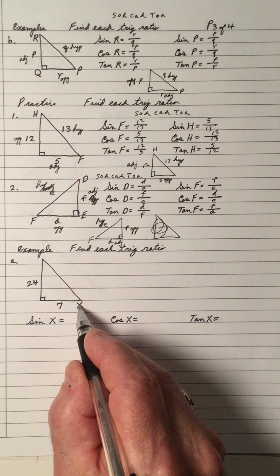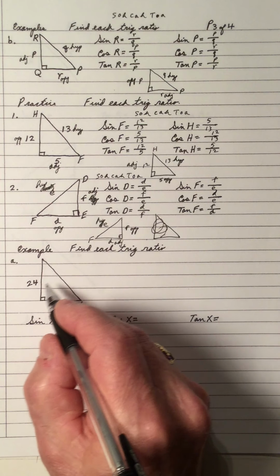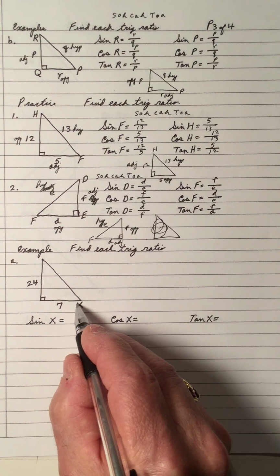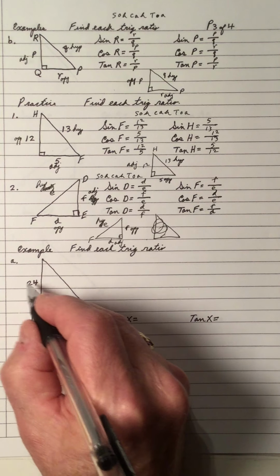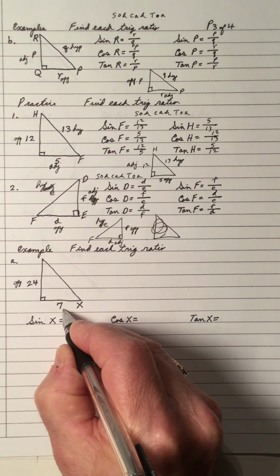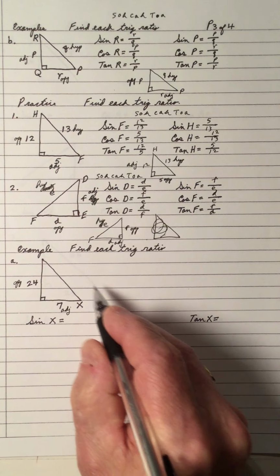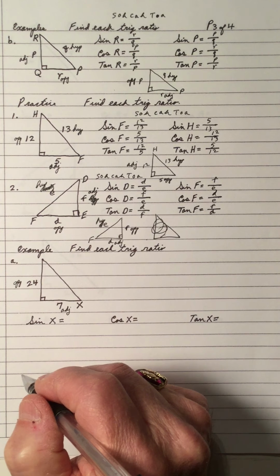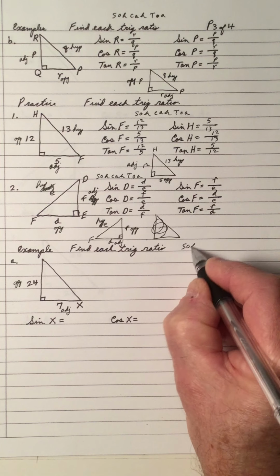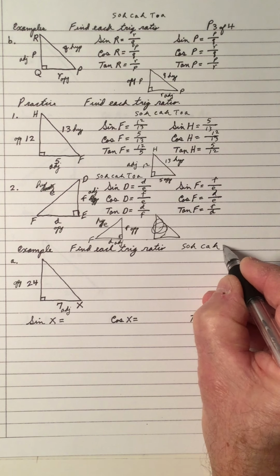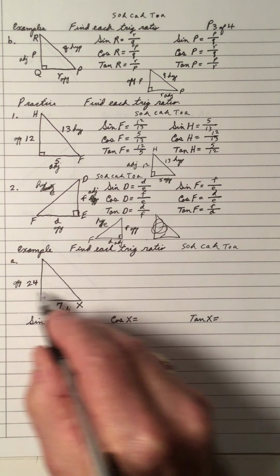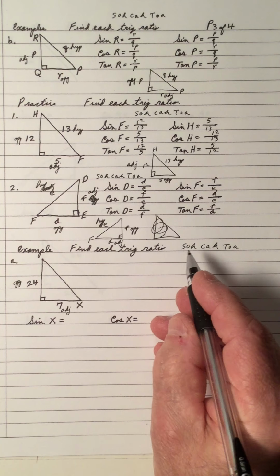So I want to find, this is angle X, this is the right angle. So these are all in terms of angle X because I only have one angle mentioned. In terms of X, this is opposite. In terms of X, this is adjacent. But notice I have no hypotenuse. So in order to do sine, SOHCAHTOA, I have to have opposite over hypotenuse, but I don't have a hypotenuse.